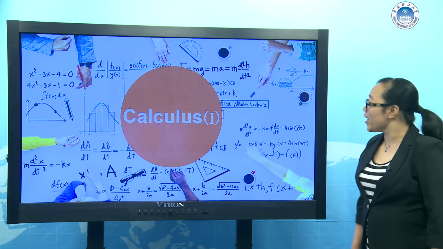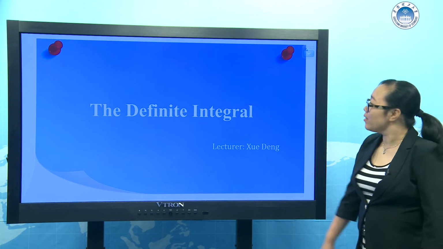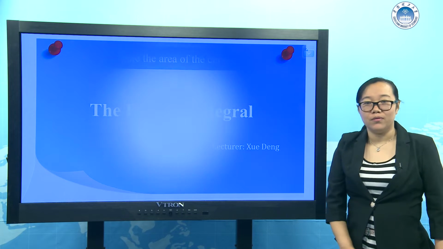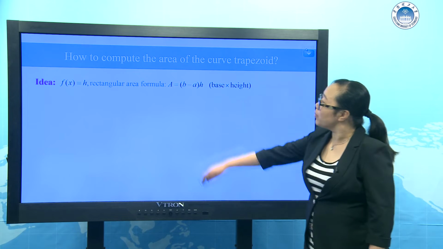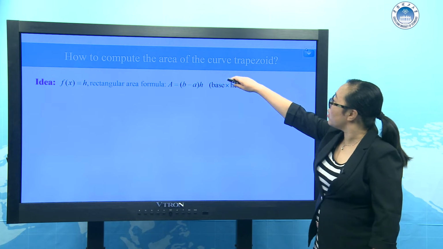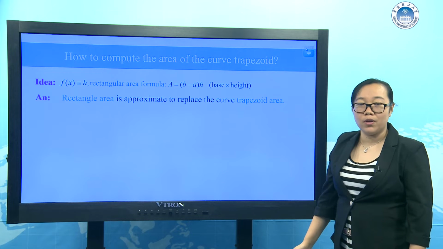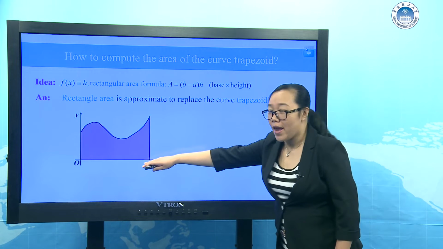Today we study Calculus 1. The topic is the definite integral. Maybe you can ask yourself a question: how to compute the area of a curved trapezoid? Now we look at the figure, which shows the area.